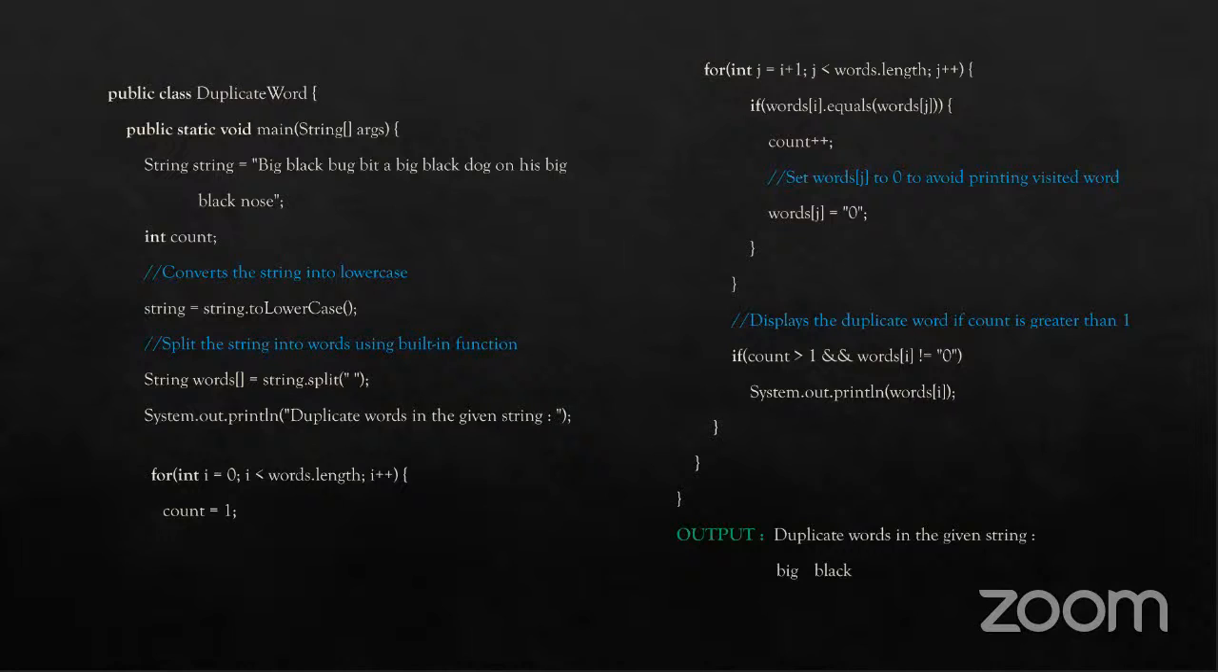Okay, in these two programs we are just printing the words and characters that are duplicating. We are not printing the count. If we want to print the count also, we can print it: how many times it is repeating, or how many times it is duplicating.